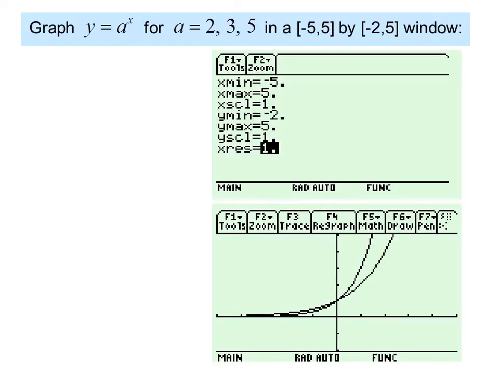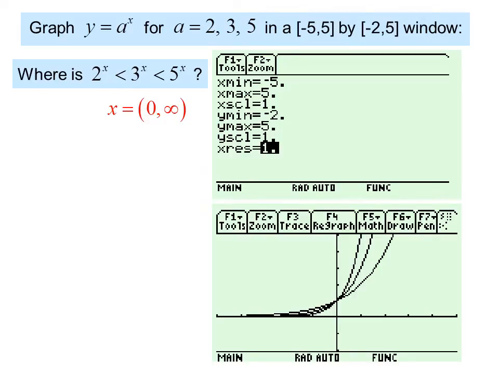First equation, second equation, third equation. We can use this graph to answer some questions. For example, where is 2 to the x less than 3 to the x less than 5 to the x? And looking at the graph, we can see it's in this part of the graph. So our answer is x is in the interval from 0 to infinity.